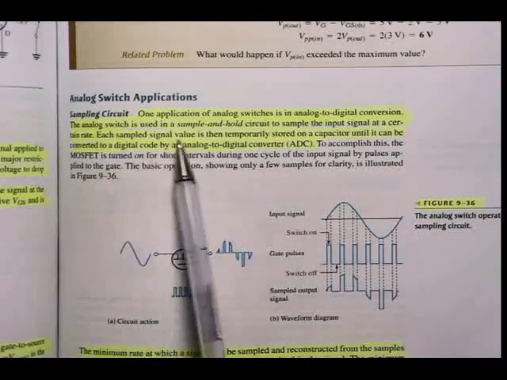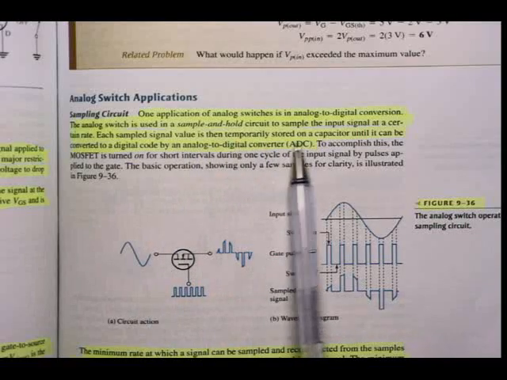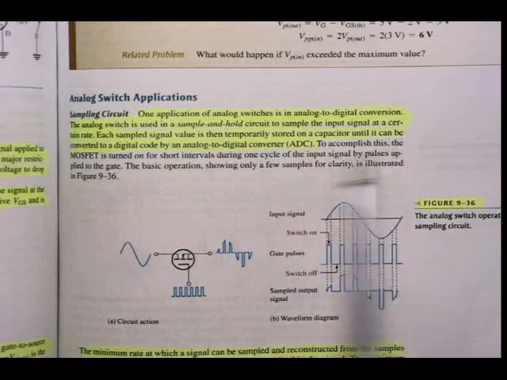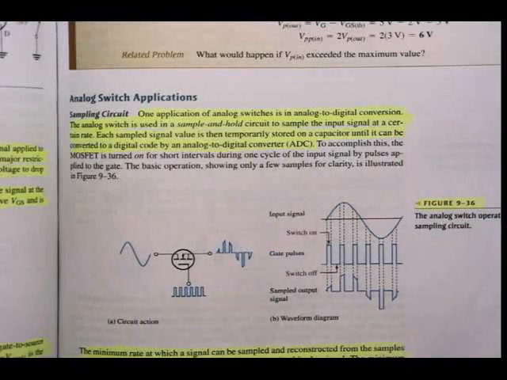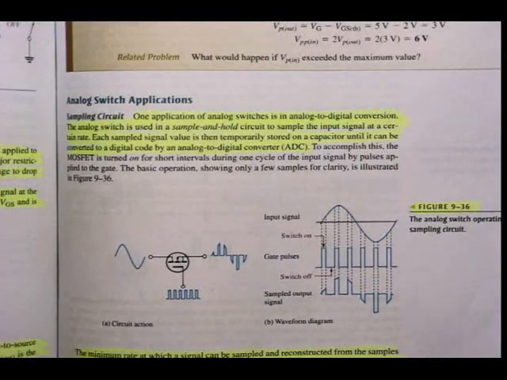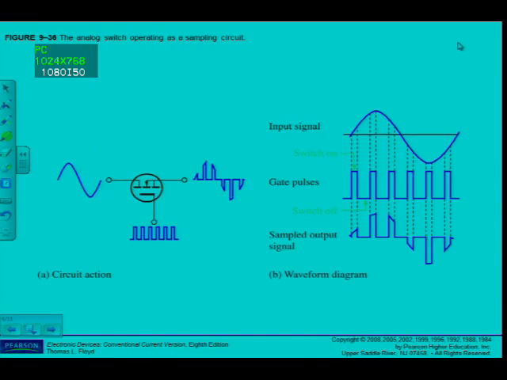Each sampled signal value is then temporarily stored on a capacitor until it can be converted to digital code by an analog to digital converter. Now, some of you, I'm sure, are taking the digital courses at the computer school. You should be more familiar with this. But actually it's not that difficult, as we've seen what the operation is.